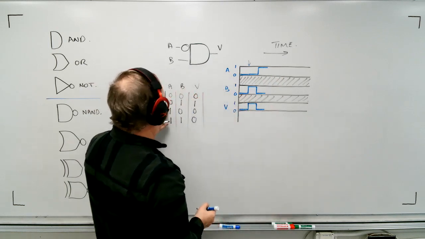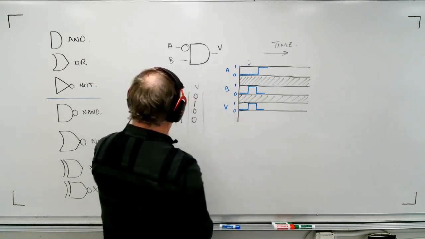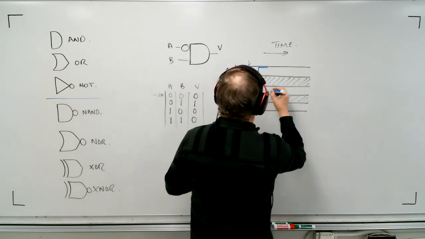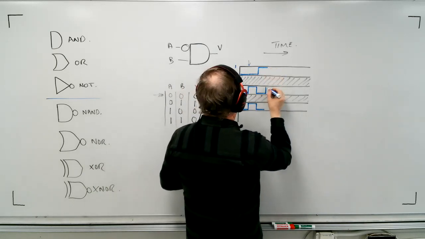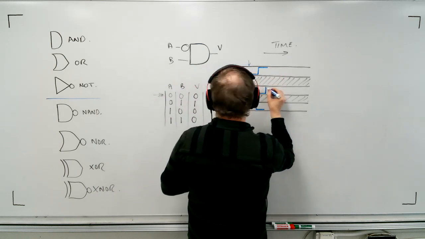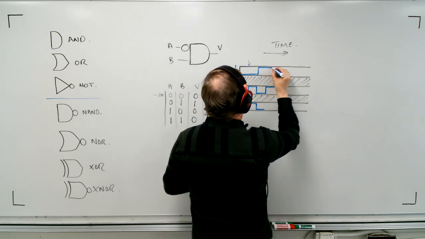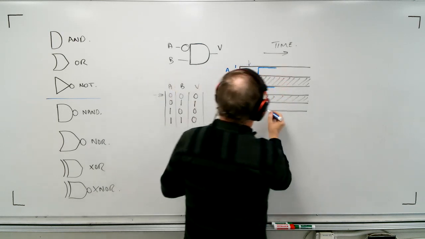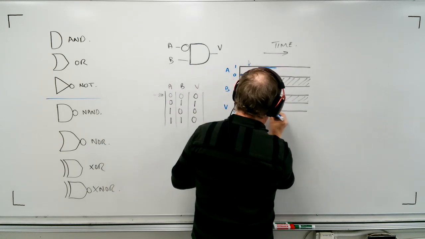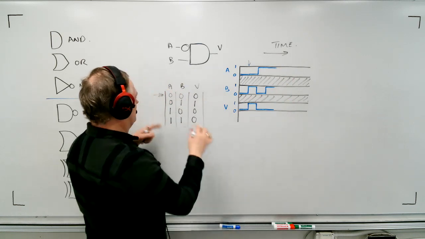Now, I move to the next condition. So I have 1, 2, 3 conditions. This is the last one, 1 and 1. So A is high right now. B moves back high again. And we move through some time. A is still high, B is high. And what happens to our output? Well, it stays low.